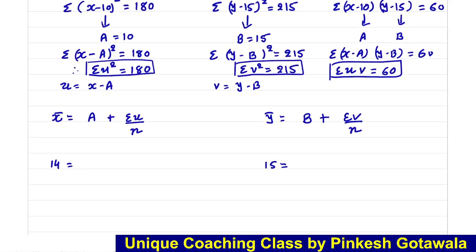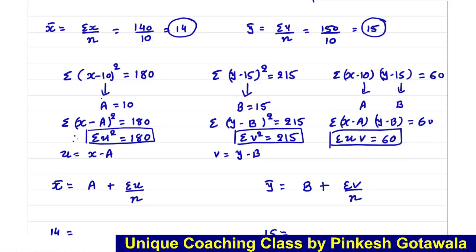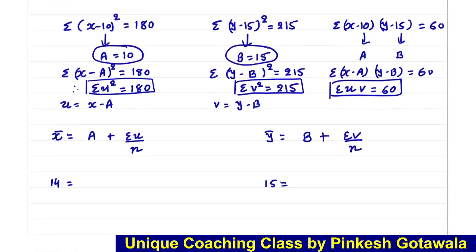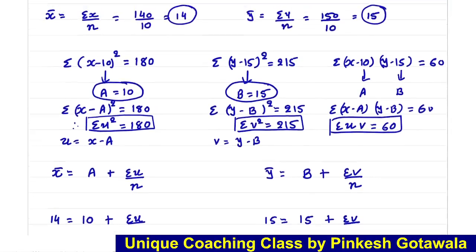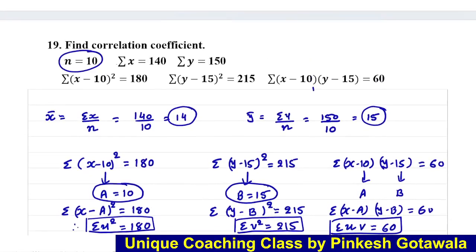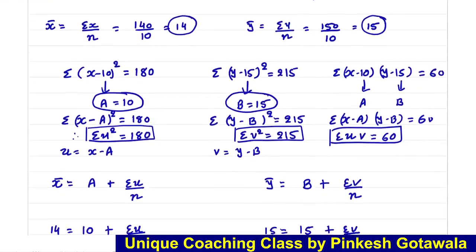Then we have a and b also. Look at here, this is our a: a is 10 and b is 15. We want u and v. Divide by n. Our n is 10. The n value is given, 10.